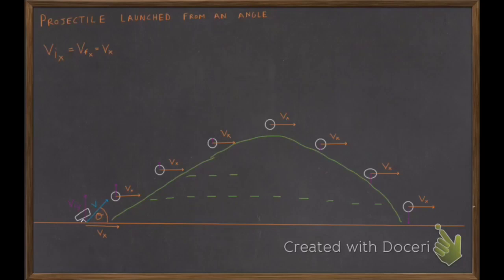So I'm going to draw these lines, and these are at the same time interval of going up as coming down. And what's happening? Well, we can see Vx is the same. Vy is the same, but opposite in direction. So we can say that Viy is going to be equal to Vfy, except opposite in direction. And we show opposite in direction as negative. So if we look at the initial velocity in the vertical component, we see it's pointing straight up.